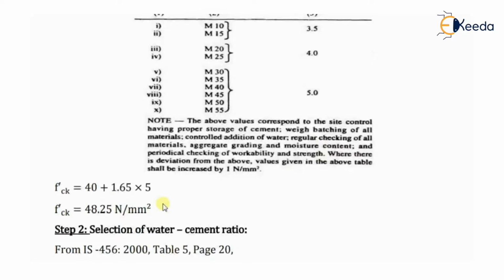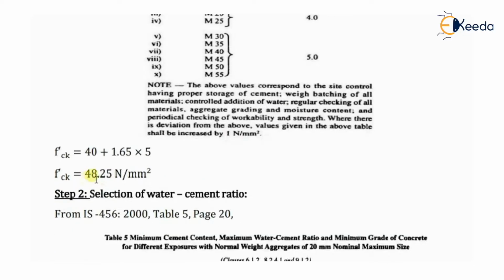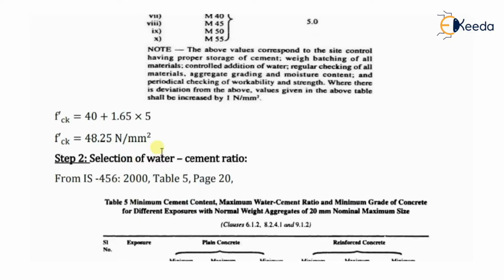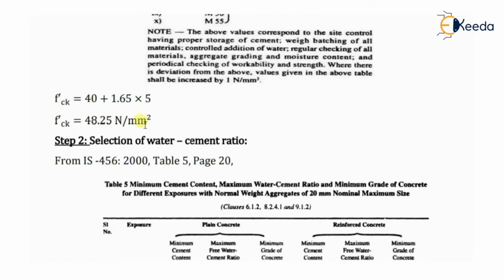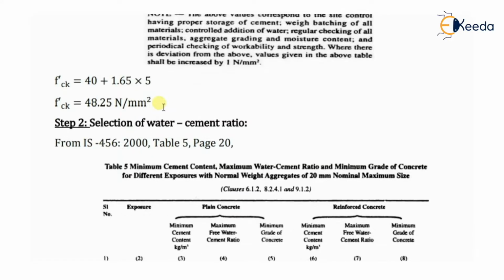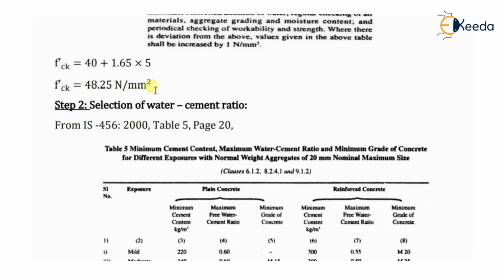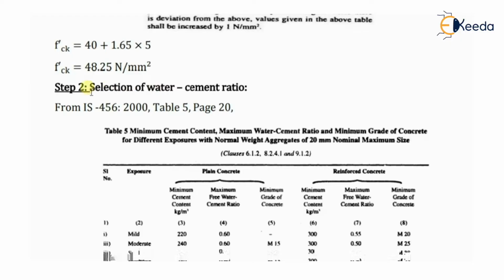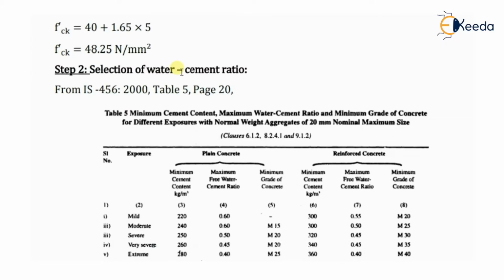So you have to put these values. I have put the fck value as 40 plus 1.65 into S, where S is 5, which comes as 48.25 Newton per mm square. So our target mean strength will be 48.25 Newton per mm square. That is the first step.